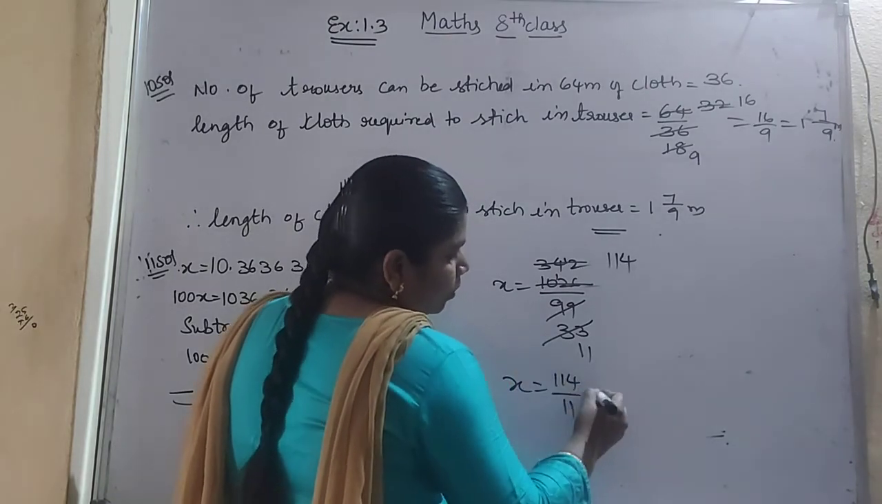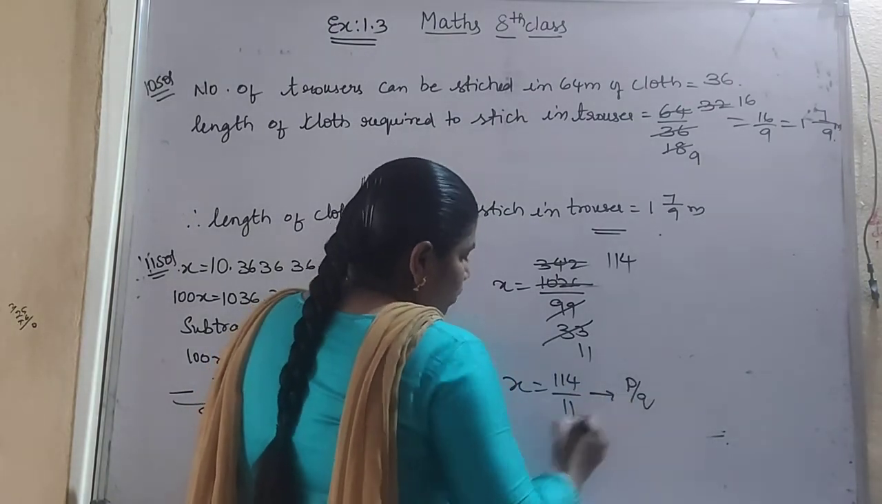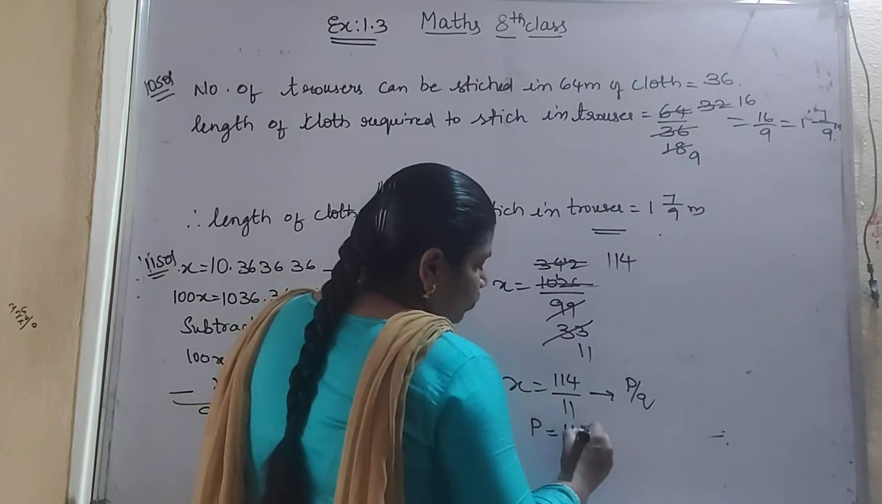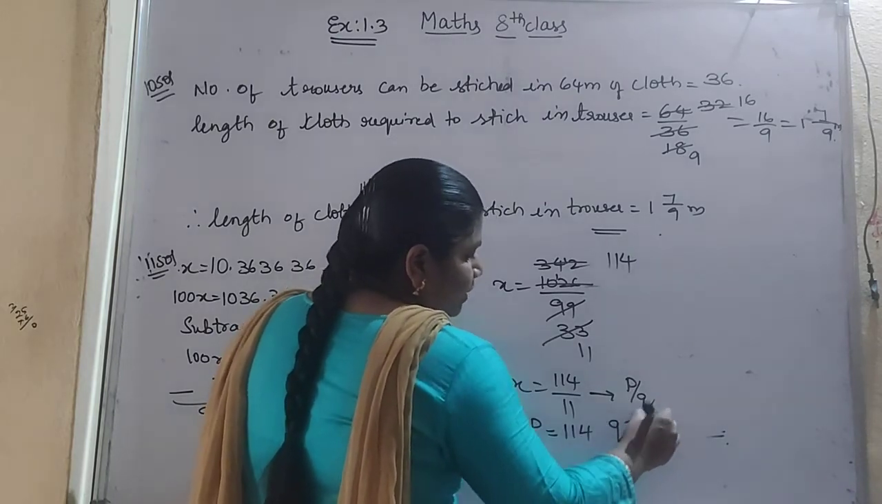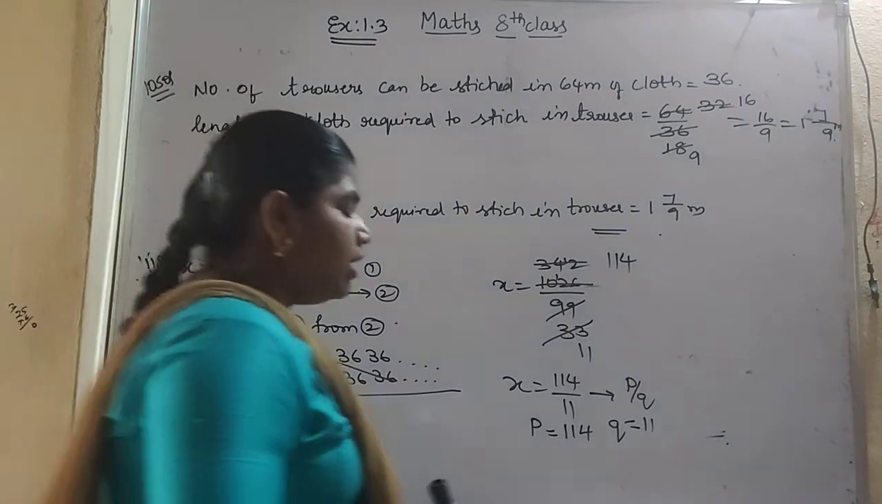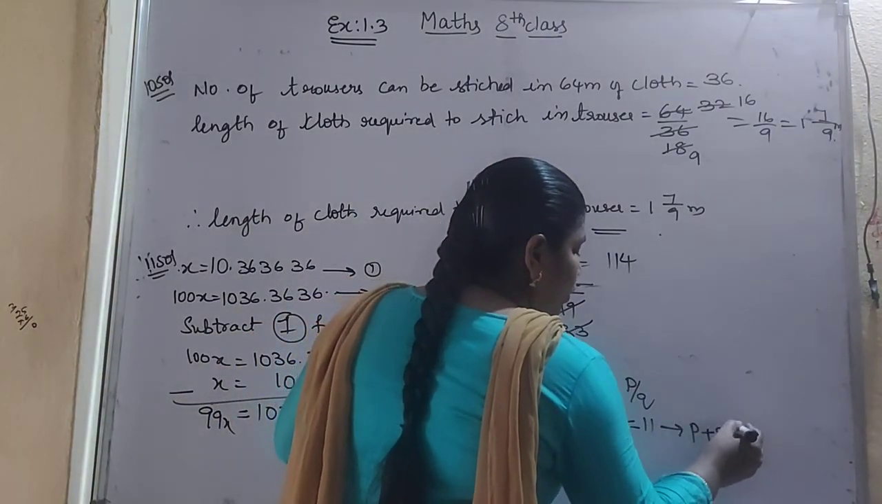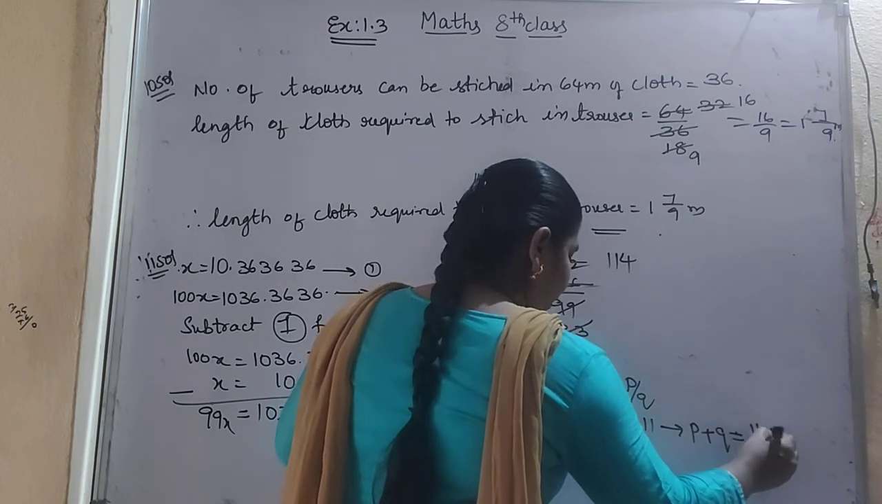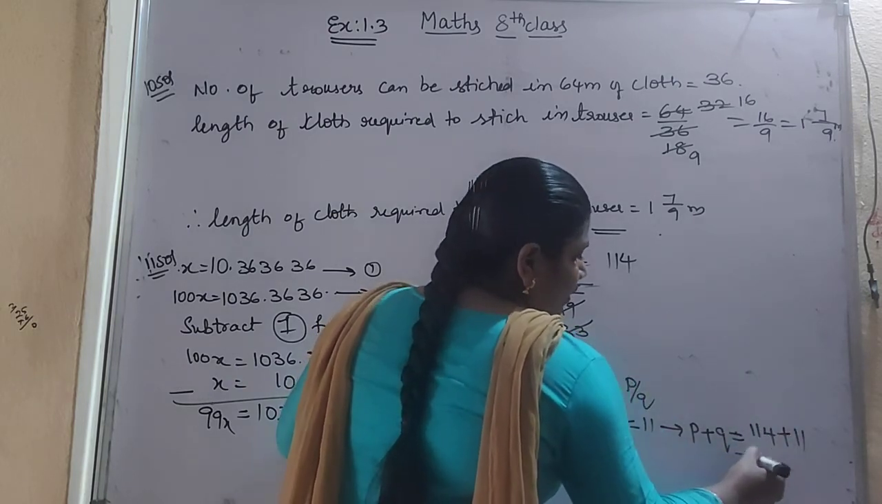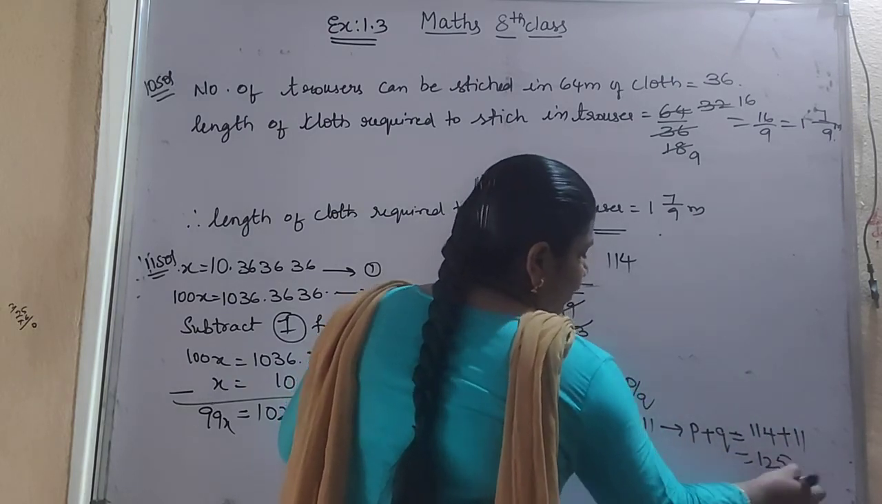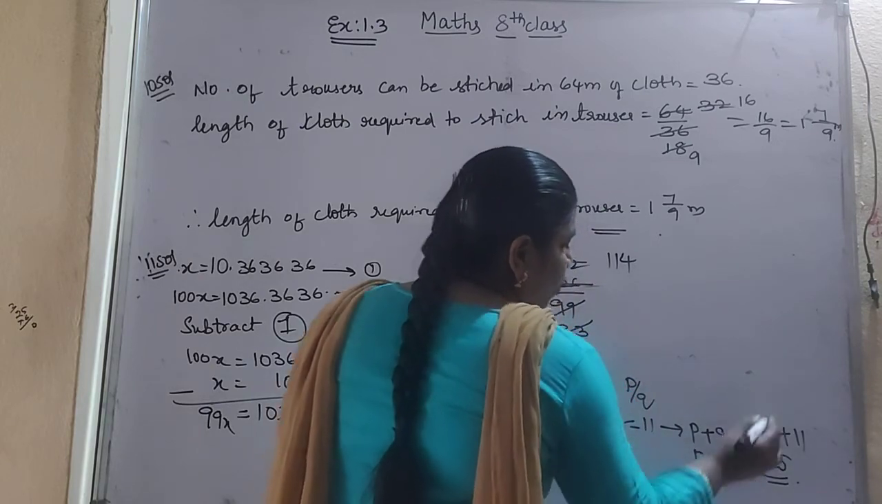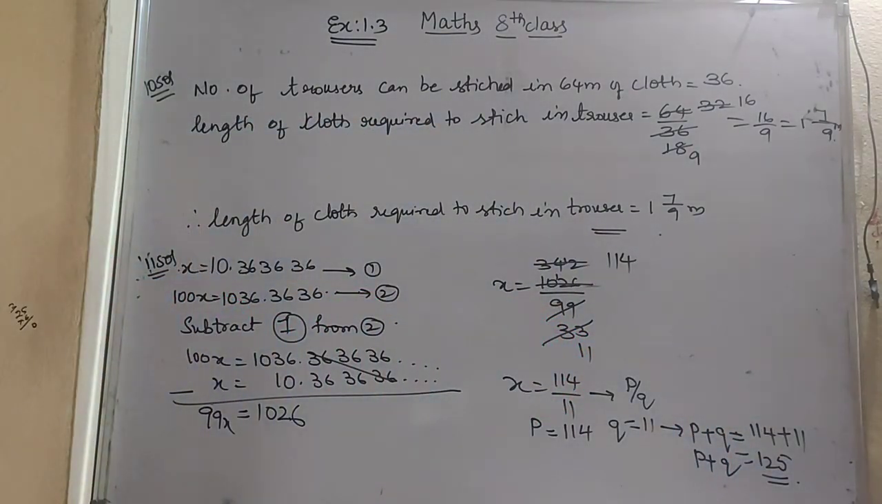So this is in the form of P by Q. Therefore here the P value is 114, the Q value is 11. So what we have to find? We have to find the P plus Q value. So P plus Q is equal to 114 plus 11. That will be equal to 125. So the P plus Q value is how much? 125. So this is our last solution.